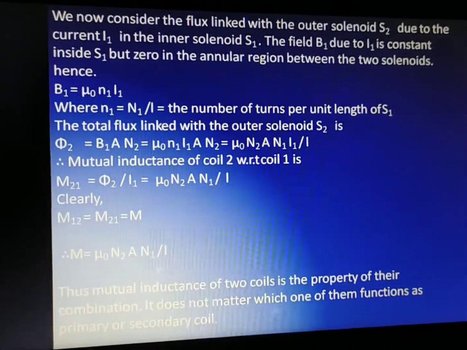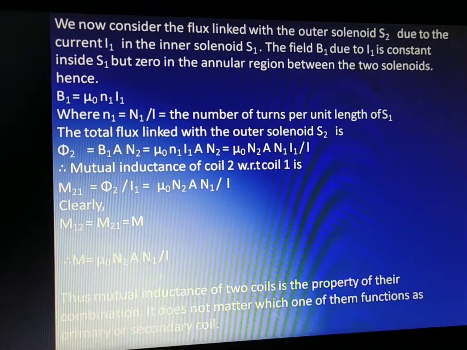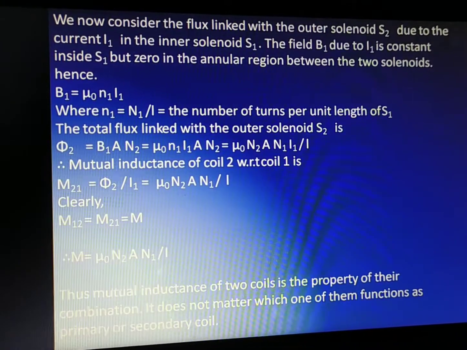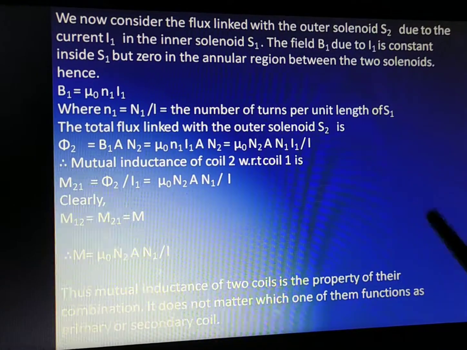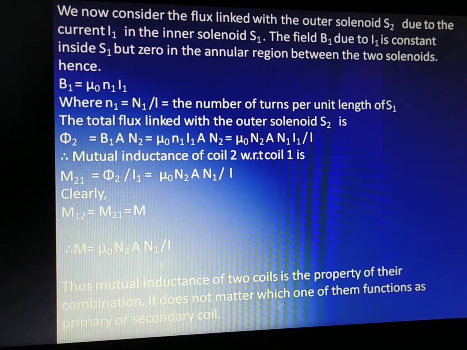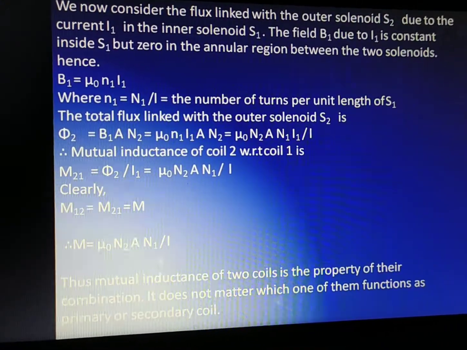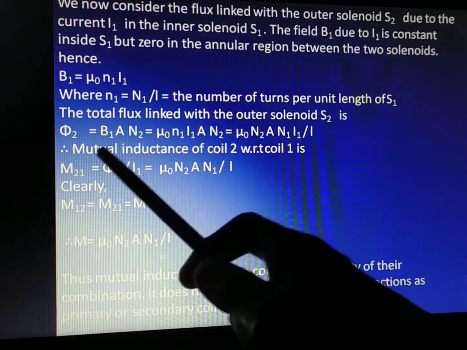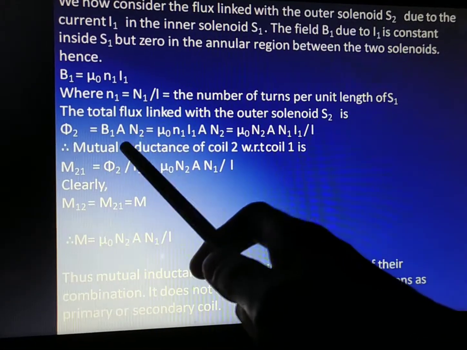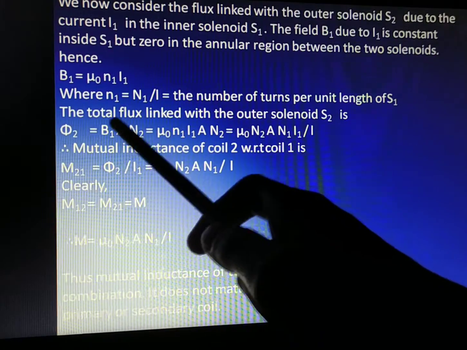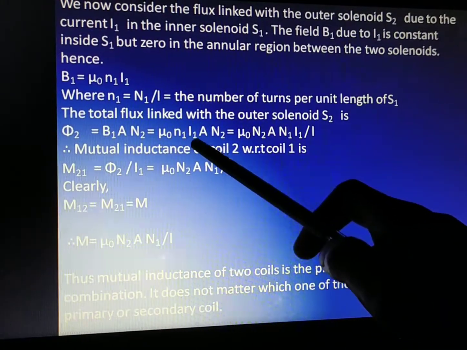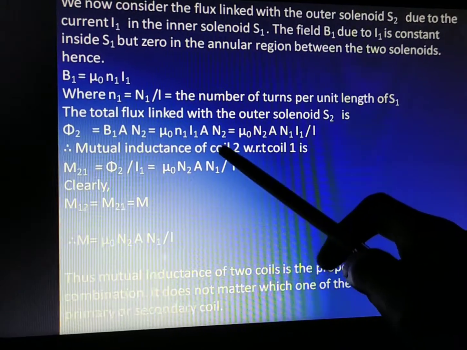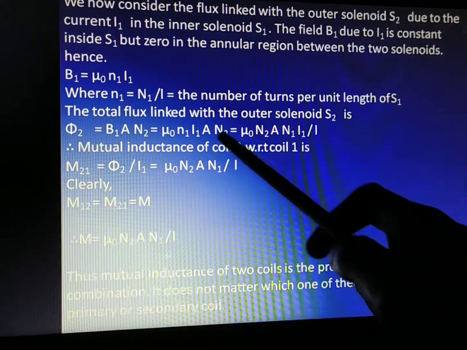Okay, so now what will be the total? We already know what small n1 is, that is the number of turns per unit length of solenoid S1. So now what will be the total flux which will be linked to the outer solenoid S2? We can write it as phi 2 equals B1 A into N2. Okay, if we put the value of B1 from the above equation, what do we get? Mu naught n1 I1 A into N2.